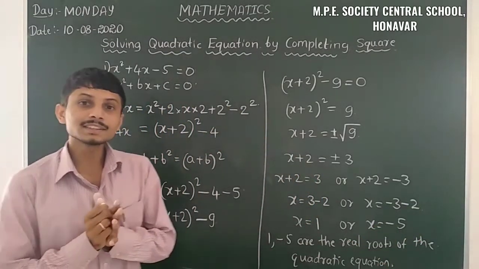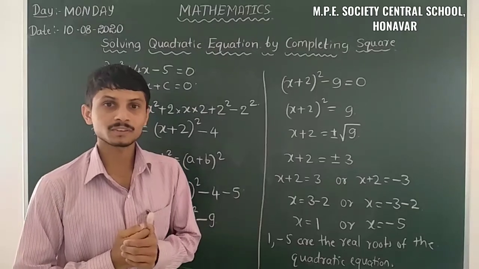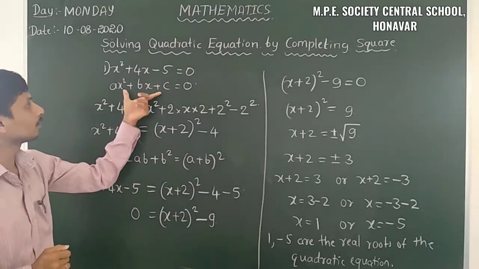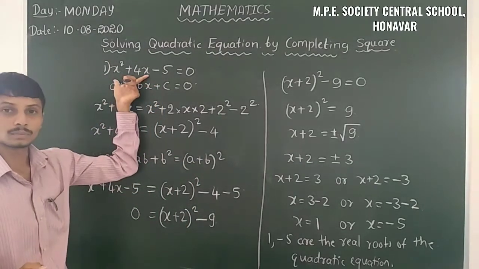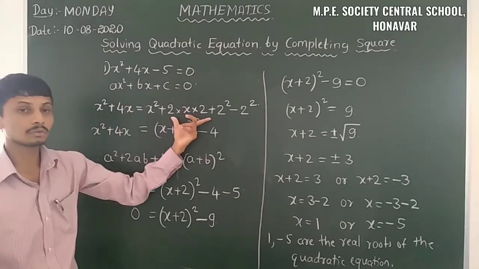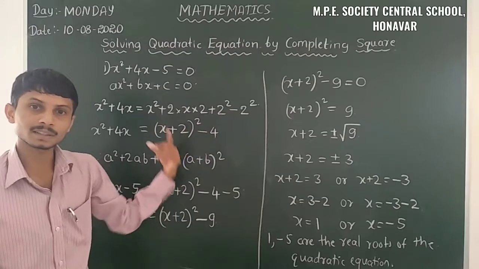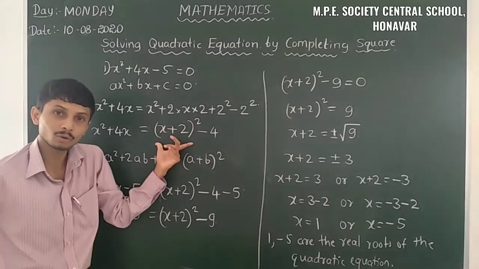Yes. So this is about solving quadratic equation by completing square. Firstly, what we have to do? We have to take the first two terms here. After that we have to convert it in the form of completing square: a square plus 2ab plus b square. After that we have to convert it in the form of a plus b whole square.